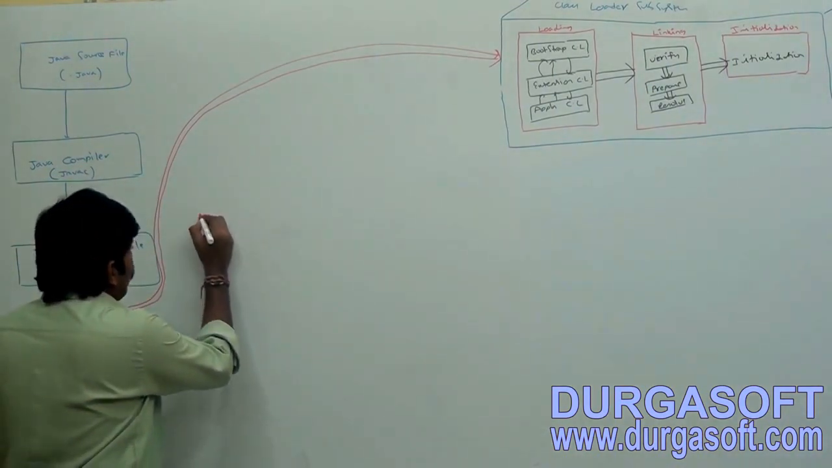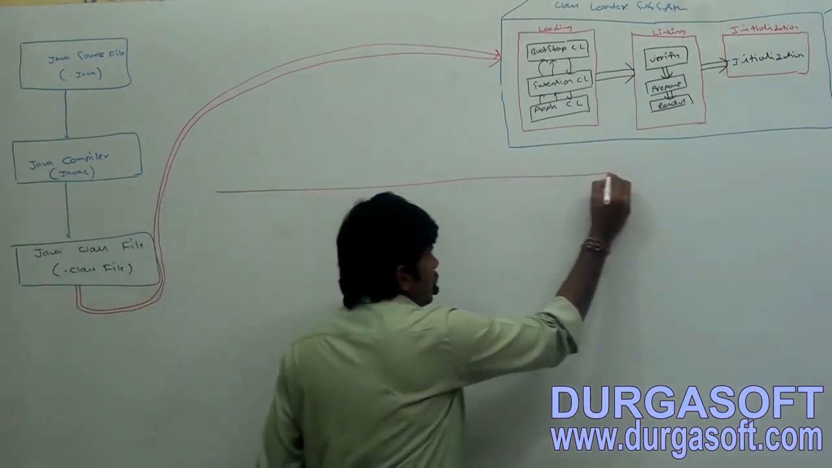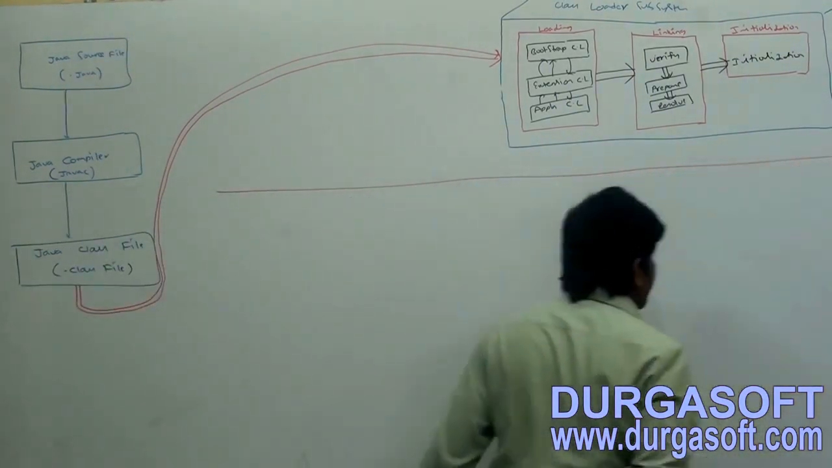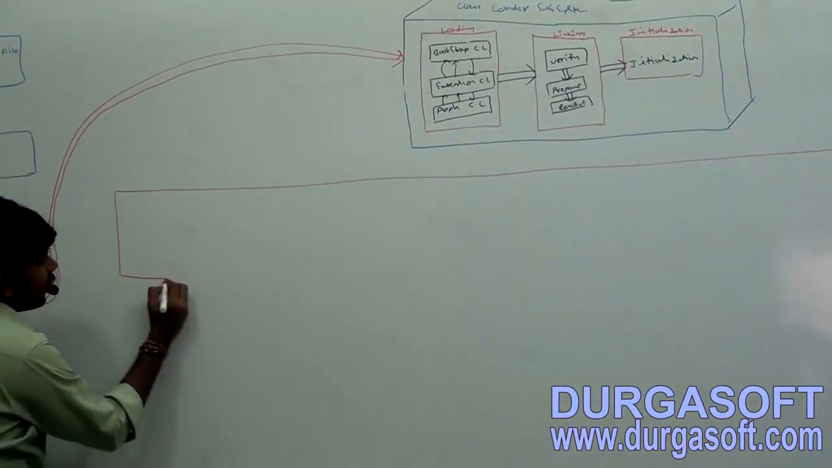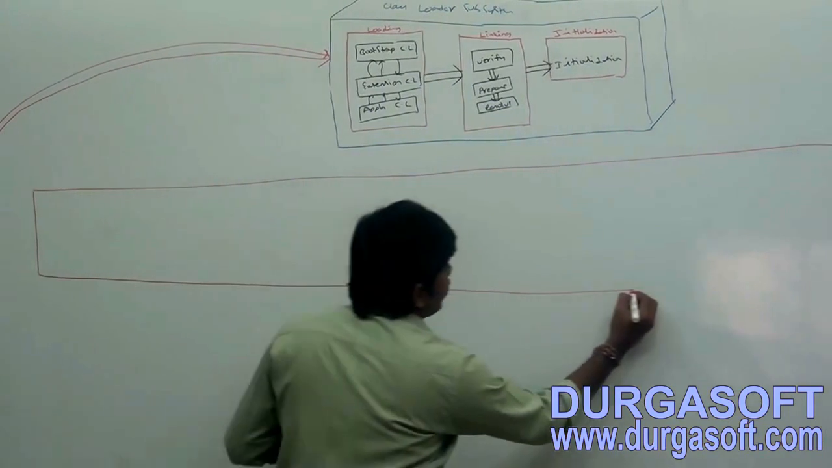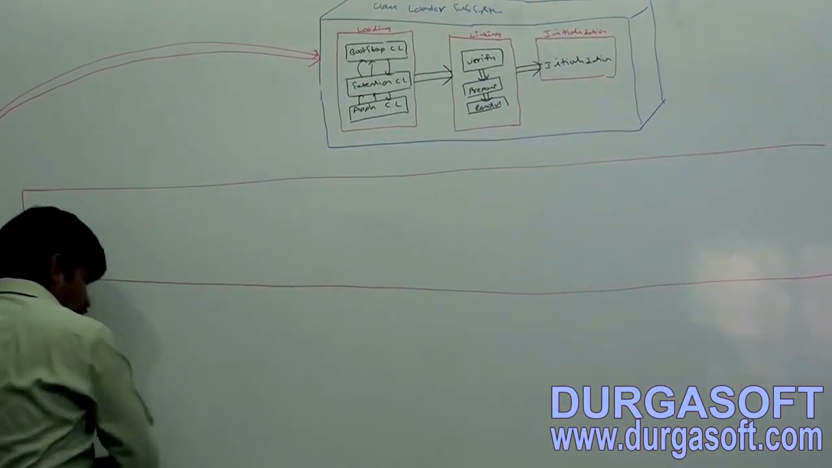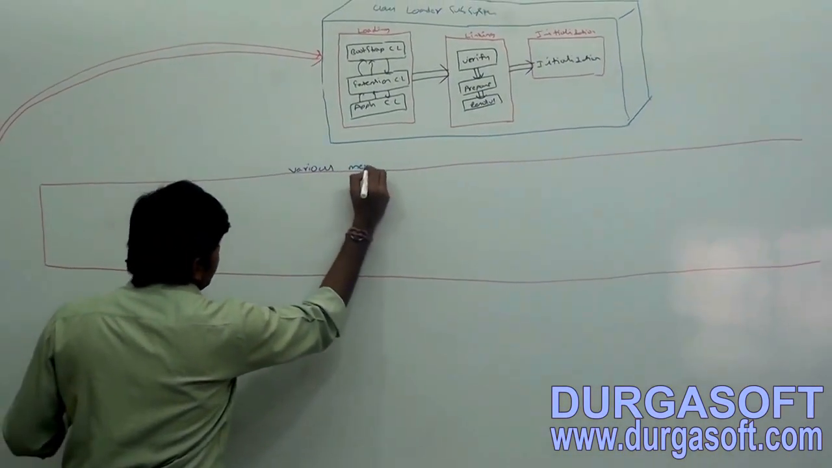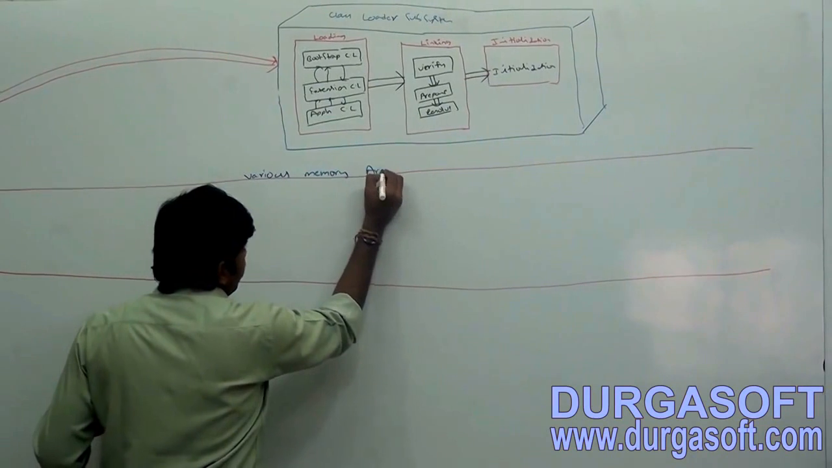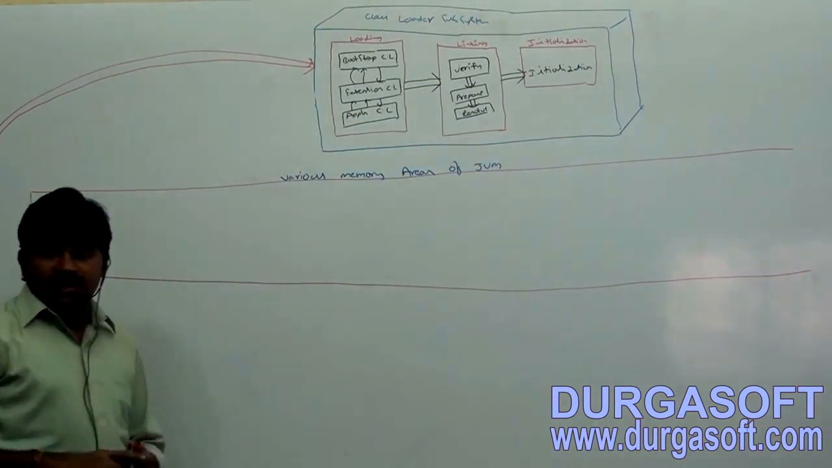Now observe this part. What are the various memory areas present inside JVM? The various memory areas of JVM.